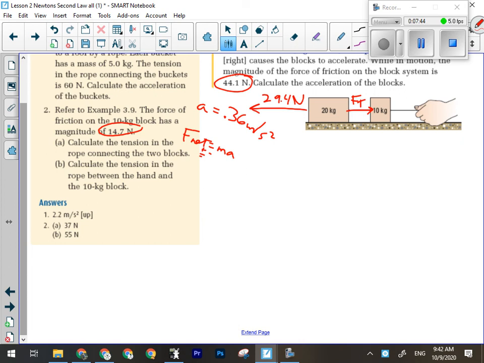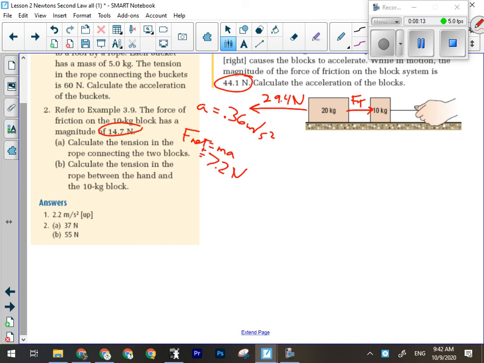So, can I calculate the net force acting on the 20 kilogram box right now? I know its mass and I know its acceleration, right? This is that all parts of the system accelerate at the same rate idea. I have to remember that in order for this to work. All right, so 0.36 times 20 kilograms is going to give me 7.2 newtons forwards. So the net force on the 20 kilogram box is 7.2 newtons forwards.